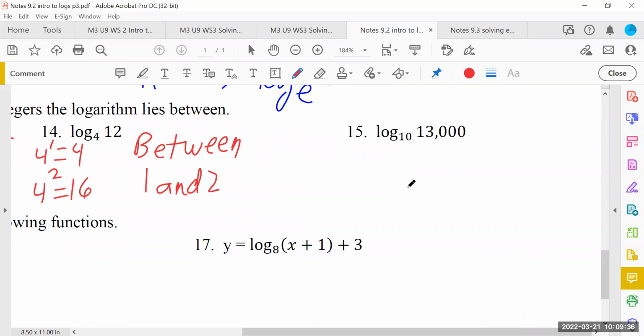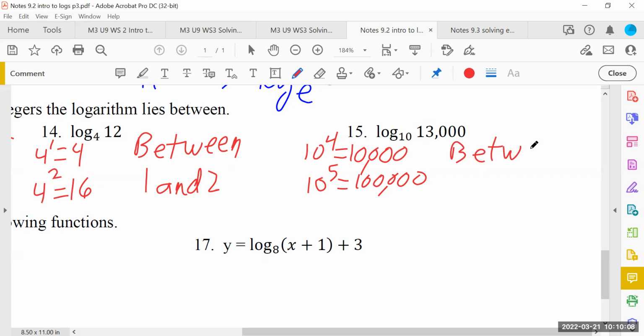And then over here, hopefully you're pretty good with powers of 10: 10, 100, 1,000, 10,000 would be 10 to the fourth power. 4 zeros, 1, 2, 3, 4. That's too small. I want 13,000. 10 to the fifth power. Whoops, went right past it. So somewhere between 4 and 5 is my answer. Does that make sense? That's all you have to put here.